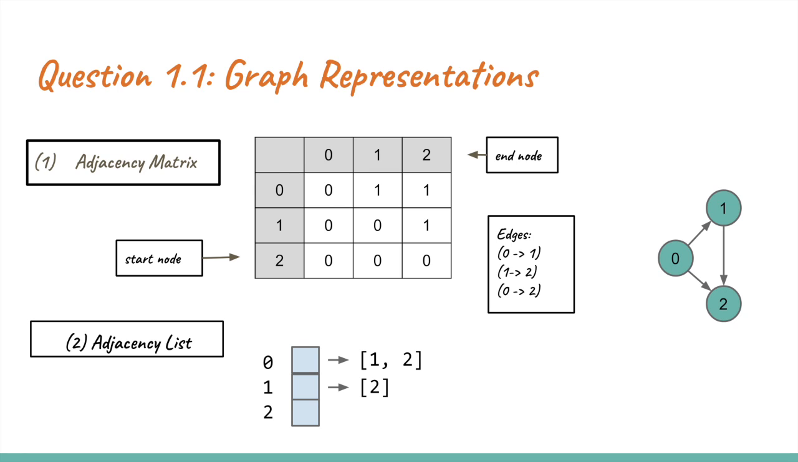An adjacency list is an array of array lists. If there is an edge from vertex x to vertex y, then the array list at index x will have a y in it.